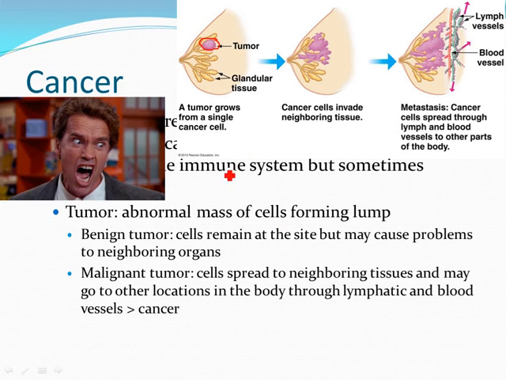A malignant tumor, on the other hand, is when they start spreading to neighboring tissues. And the spreading to neighboring tissues will cause, of course, damage to it. And also, it might end up spreading through the blood vessels and lymphatic vessels too. And this is when it's called cancer at this point. Yeah.